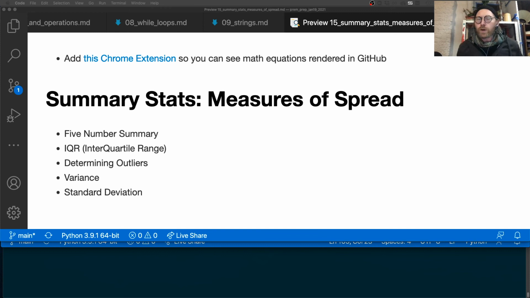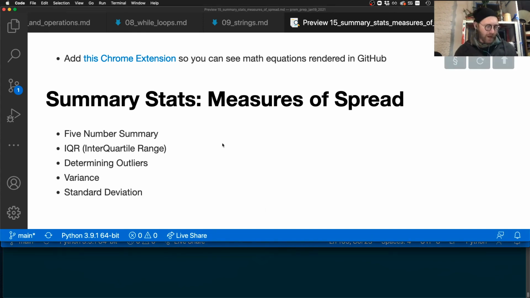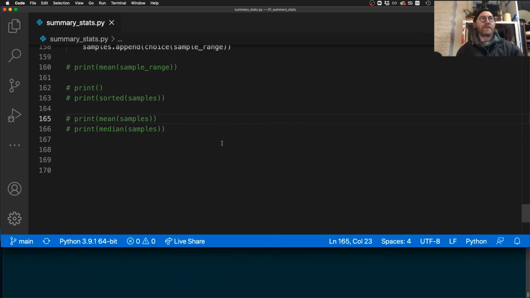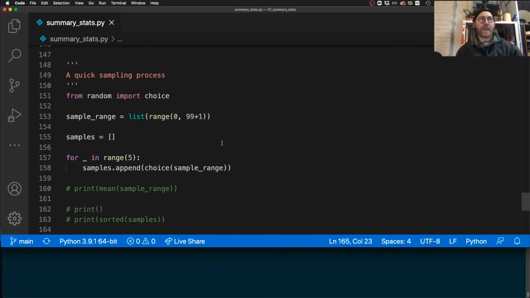All right, so we're going to pick up where we left off last time. We were covering measures of centrality, right? Mean, median, mode. And there was something that I started to touch on that deserves more time, really. And that's this idea of sampling.